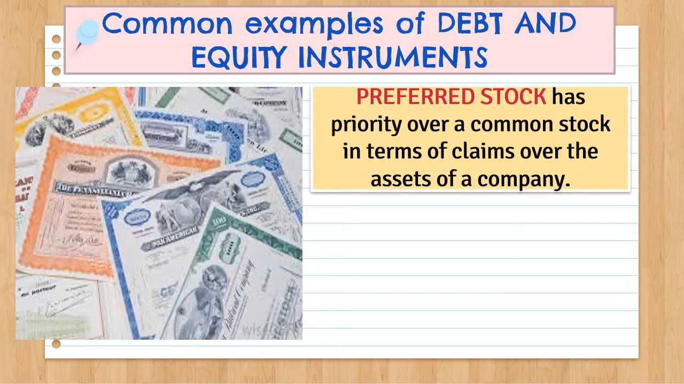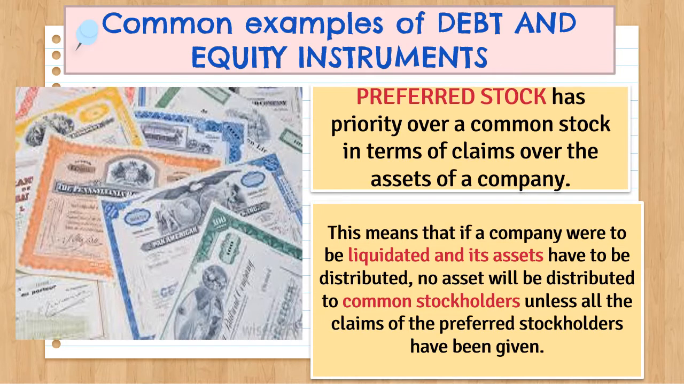Preferred stock has priority over common stock in terms of claims over the assets of a company. This means that if a company were to be liquidated and its assets have to be distributed, no asset will be distributed to common stockholders unless all the claims of the preferred stockholders have been given.